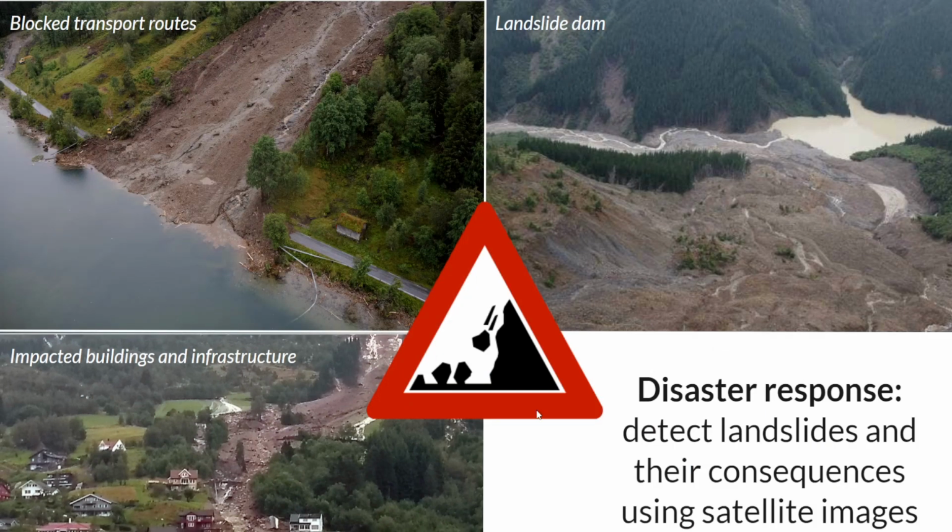But for disaster response, using SAR images could potentially be quite helpful for identifying landslides and their consequences more quickly than is possible with optical images, because you can see through clouds, which is particularly useful if it's rain-triggered landslides.